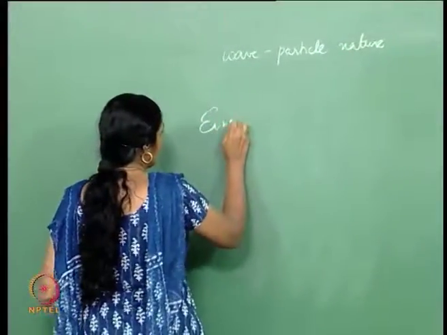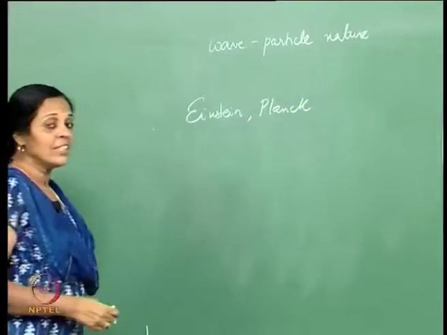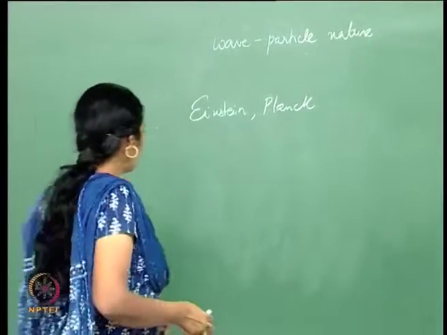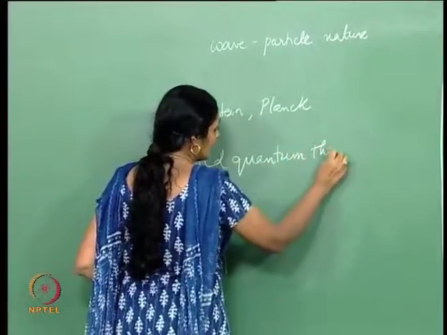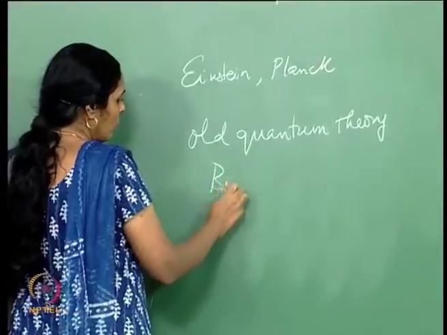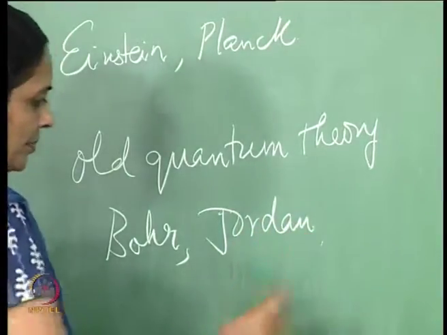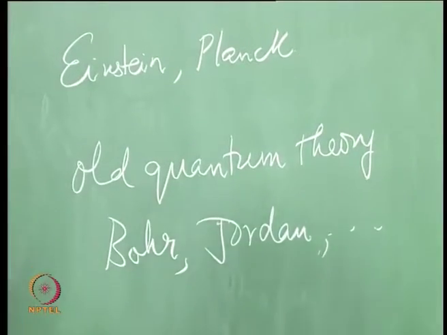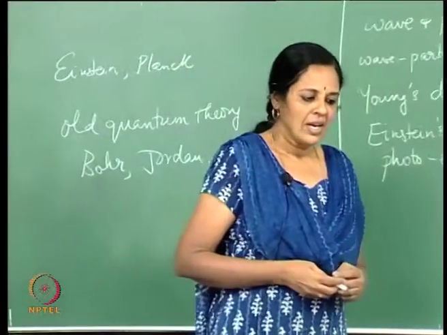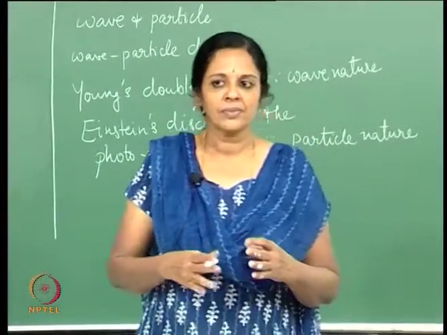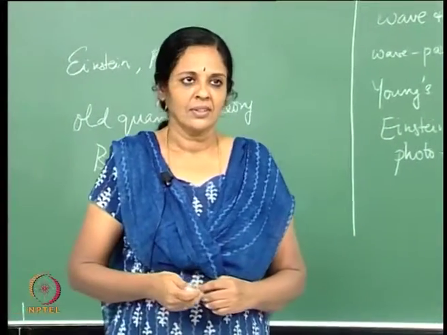Einstein and Planck and many other physicists were involved in this explanation, and something called the old quantum theory was proposed, primarily by Bohr, Jordan. However, it was also realized soon enough that the old quantum theory was rather ad hoc in nature and cannot be used as a strong edifice or a good mathematical structure for explaining what happens in the quantum world. A new theory had to be brought in.